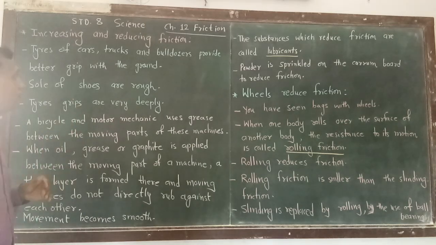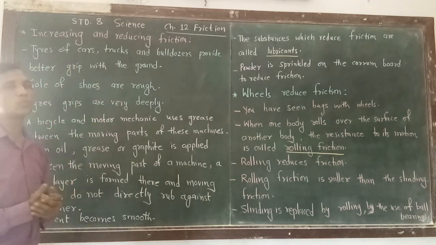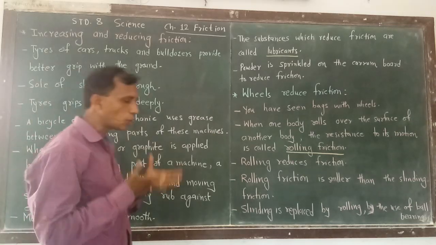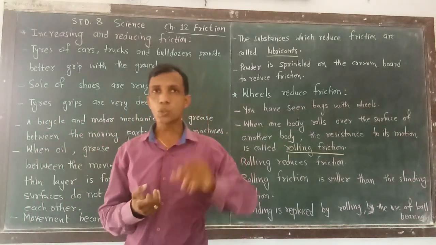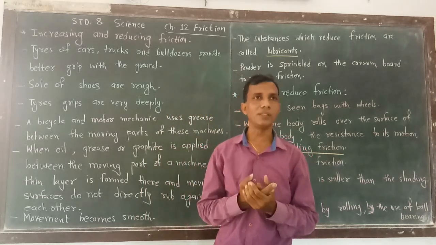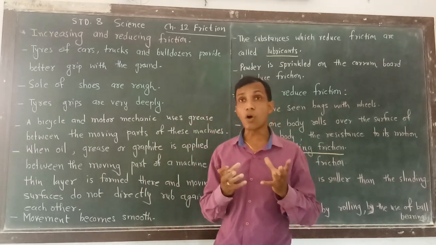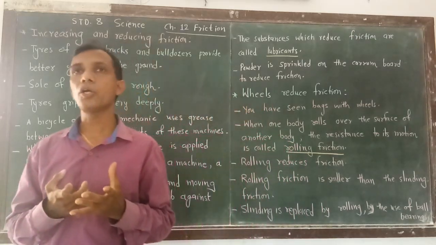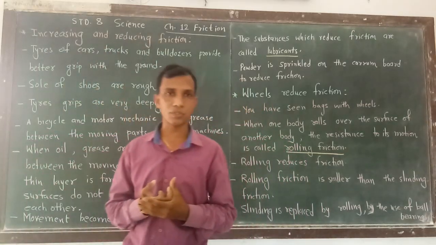Okay, now the next topic we discuss is increasing and reducing friction. As you know, you have to observe the tire. The grip is very deep. Observe any tire of a vehicle, and you will see that the tire's grip is very deep. Why? Because more friction is produced.